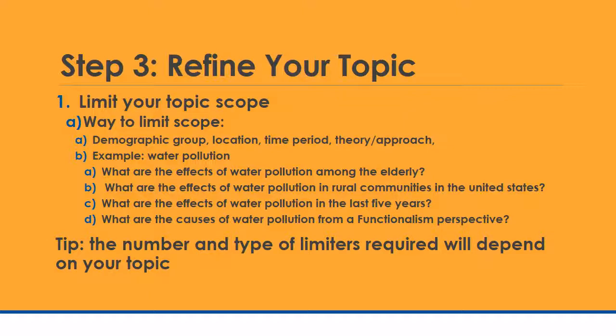Now that you know more about the subject, it's time to refine your research topic in step 3 of the research process. This will help keep your resources focused. There are many ways to limit your topic, but the most common options are demographic group, location, time period, or theory approach. Let's look at some examples. Demographics are characteristics of human populations such as age, sex, income, race, or profession. Let's use our topic, water pollution, as an example. Try doing a few test searches to see what resources are available before deciding on a specific limiter. Remember, not every topic has been researched before, and some topics will need multiple limiters to keep results manageable.